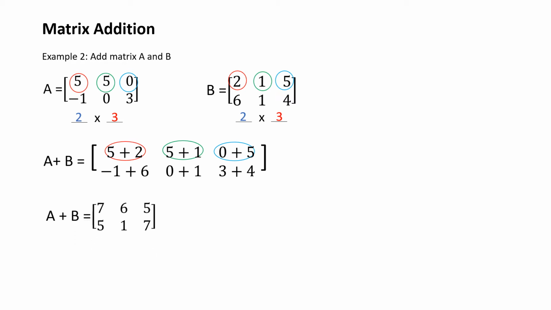And finally, we get the matrix A plus B, where 5 plus 2 is equal to 7, 5 plus 1 is equal to 6, and 0 plus 5 is equal to 5. And the same can be done for row 2, column 1, 2, and 3. One thing to note is that the matrix after adding matrix A and B must be the same size. And this matrix, A plus B, also has a size of 2 times 3.